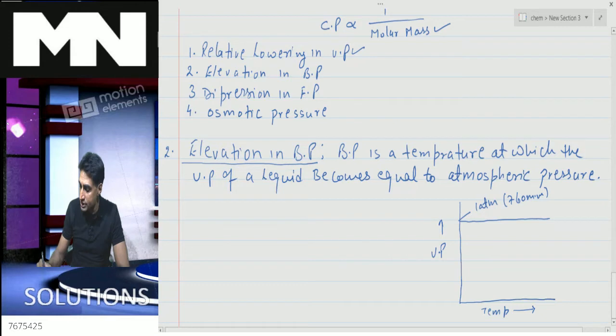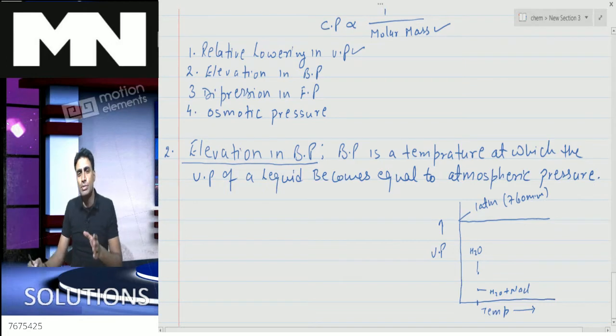At any temperature, say this is T degrees Celsius, at this temperature I have got pure water. Now you know pure water is more volatile, so it will have a higher vapor pressure. So let me mark it as pure water. And if I add some sodium chloride into that, its vapor pressure will decrease. At the same temperature, the vapor pressure of the solution will be this. I am marking it as water plus sodium chloride. So at the same temperature, water will have a higher vapor pressure as compared to water plus sodium chloride.